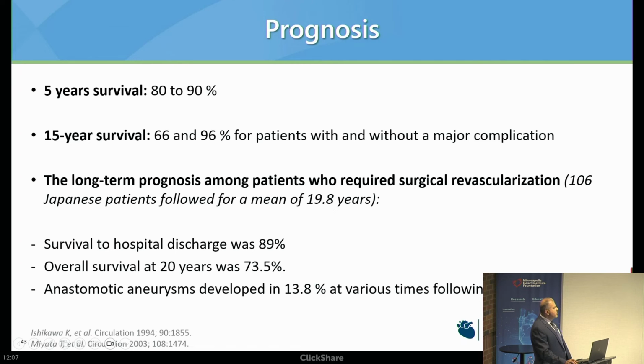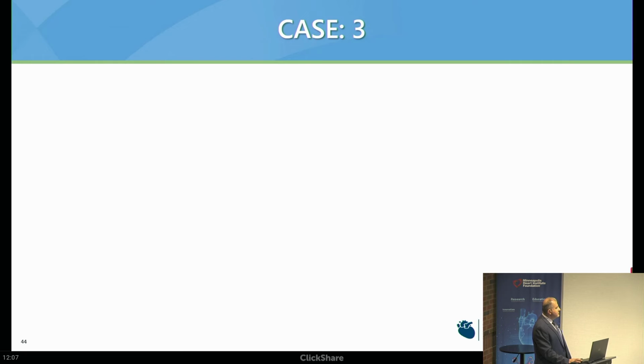For patients requiring surgical intervention, based on another paper, survival at hospital is almost 90%. Overall survival in 20 years is 74%. Sometimes these patients develop anastomotic aneurysms in about 14% of the patients. So basically, the surgical outcome could be really good, especially in centers with good surgical expertise, and especially if the surgeons operate on these patients while they are inactive.